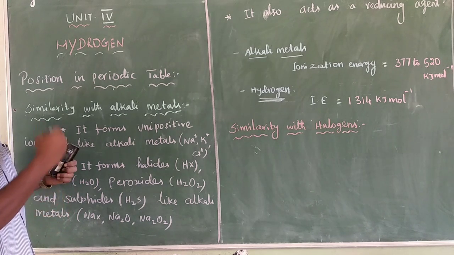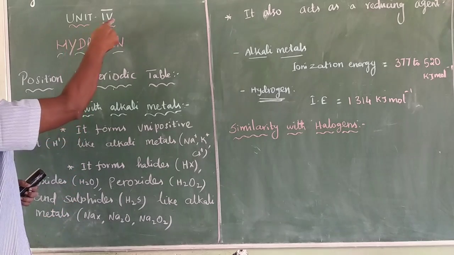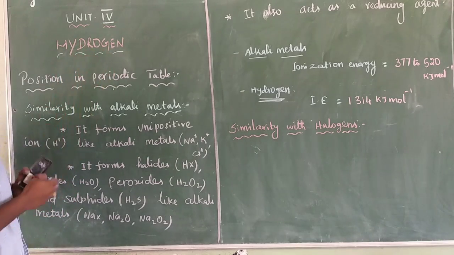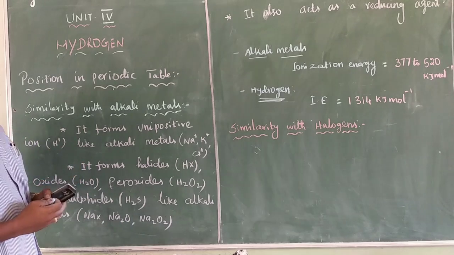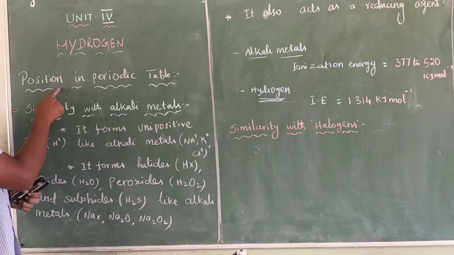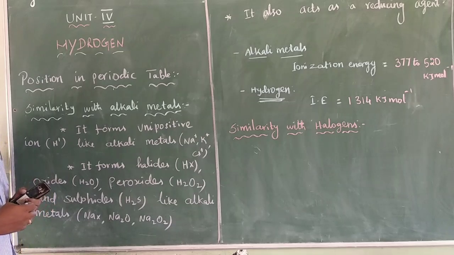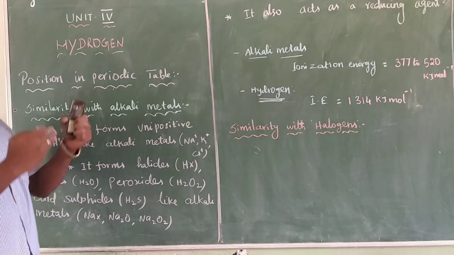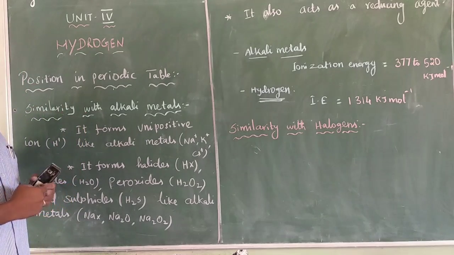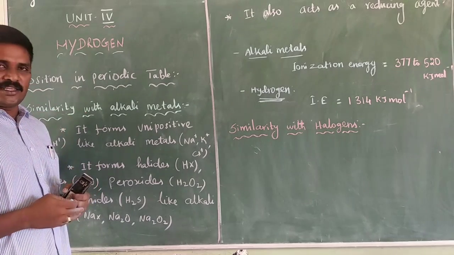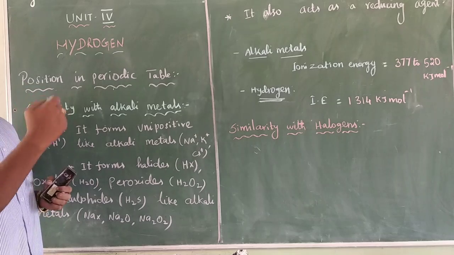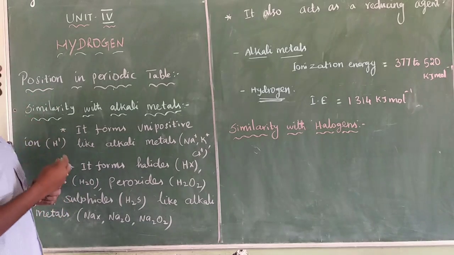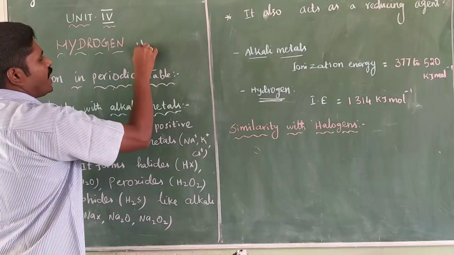Okay students, the next topic, Unit 4, Hydrogen. In this session, I am going to teach the position in the periodic table, the position of the hydrogen atom, the isotopes of hydrogen, ortho and para-hydrogen, and then the preparation of hydrogen. So hydrogen is the simplest atom.